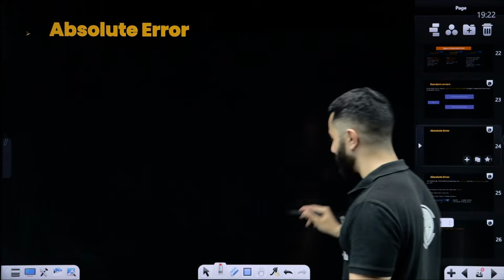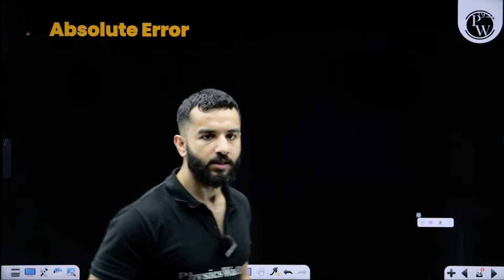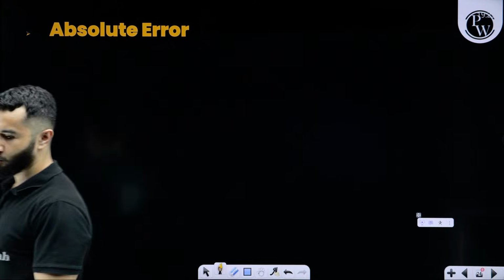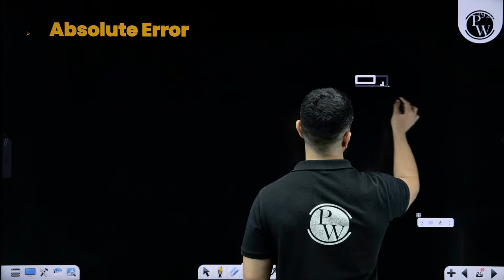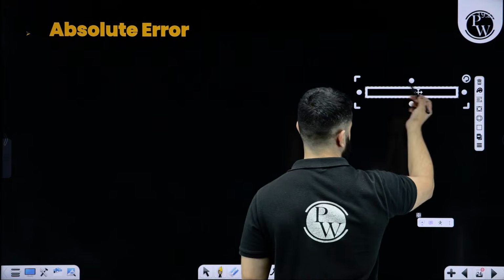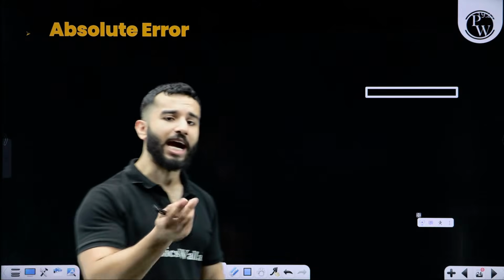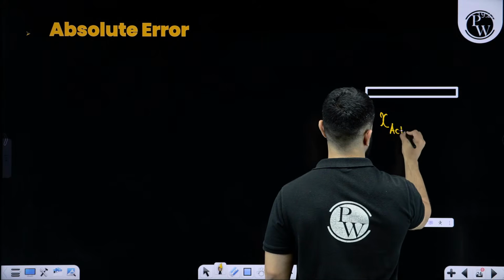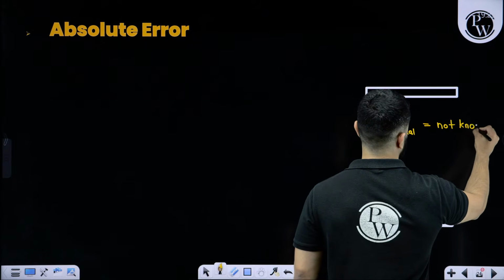Now let's talk about something which we are going to use in numericals. We are now going to use the concept of absolute error in numericals. So pay attention. What do we mean by absolute error? Again, I'm going to give you a similar example. Let's suppose this is our pen and we want to measure the length of this pen, correct? And let's suppose the actual length is not known.